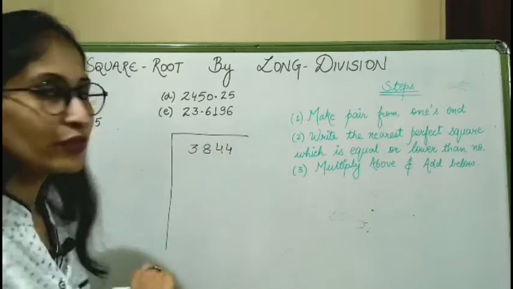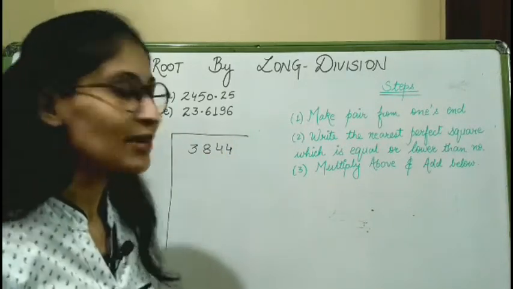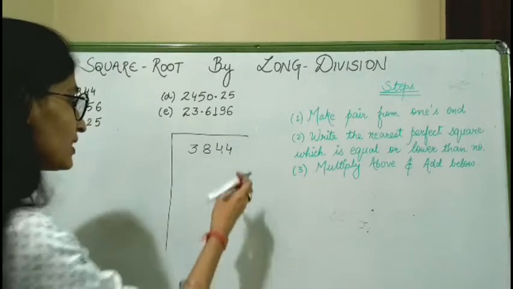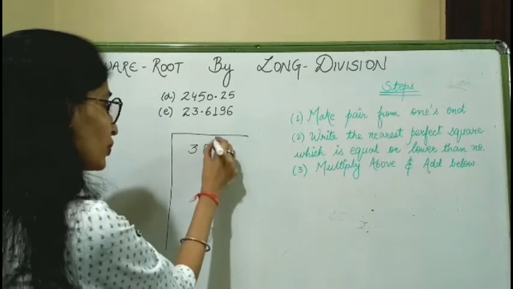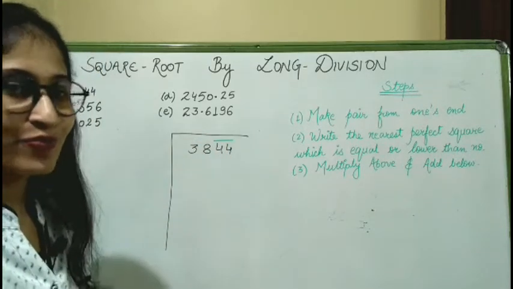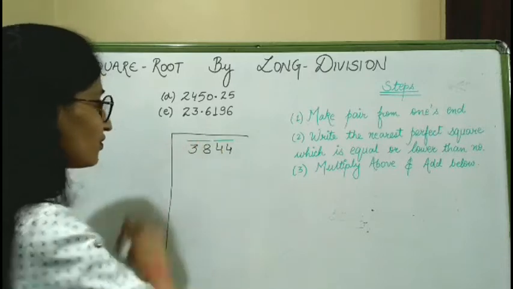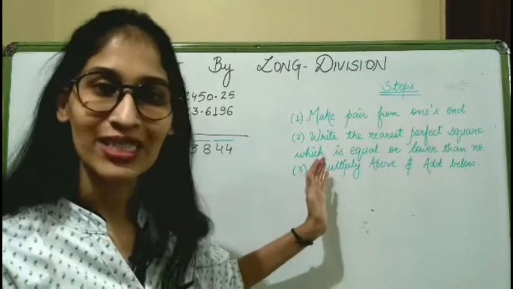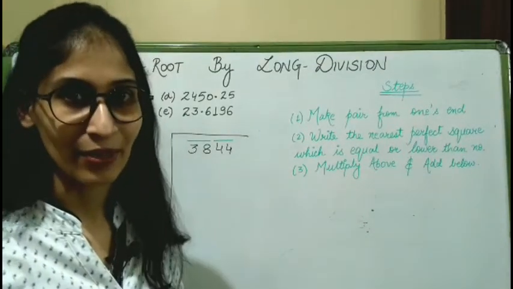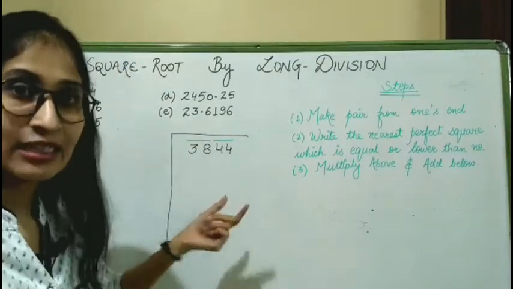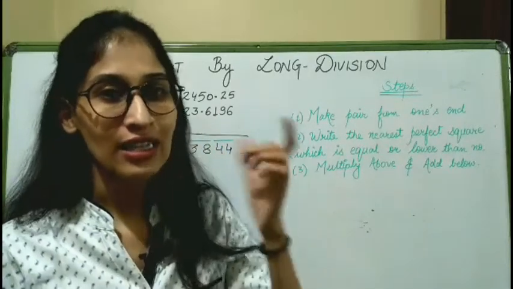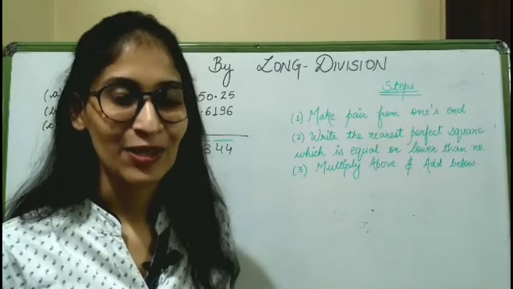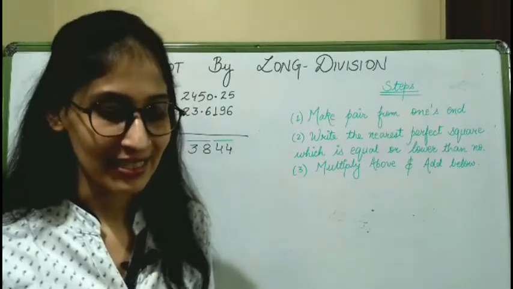My number is 3844. First step is to start making pairs from the ones end. So start from the ones end and make pairs of 2. The first pair is 44 and the second pair is 38. Next, write the nearest perfect square which is either equal to or less than the number. My number here is 38, so think of a number which is a perfect square and at the same time less than 38. So my number will be 36.